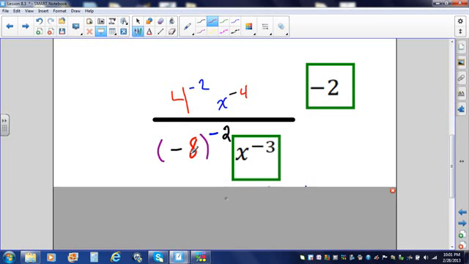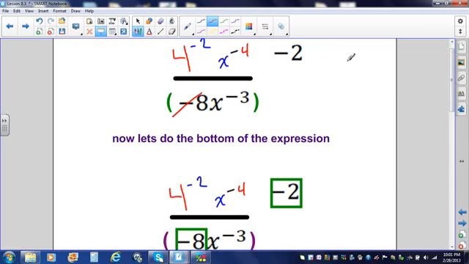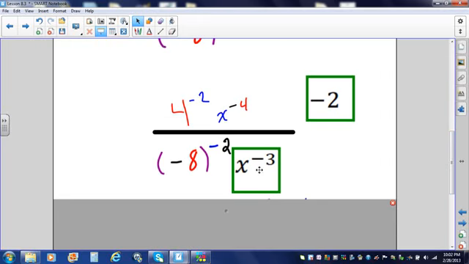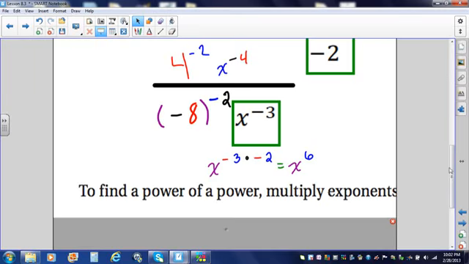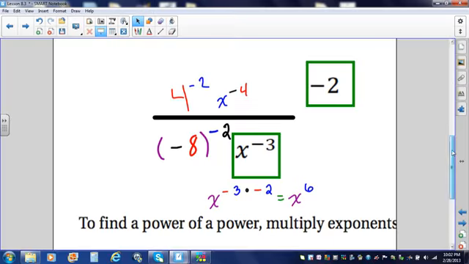I use this one up here, so now I'm going to do x to the -3rd raised to the -2 power. When I raise a power to a power, I multiply. So I have -3 times -2. That gives me +6.